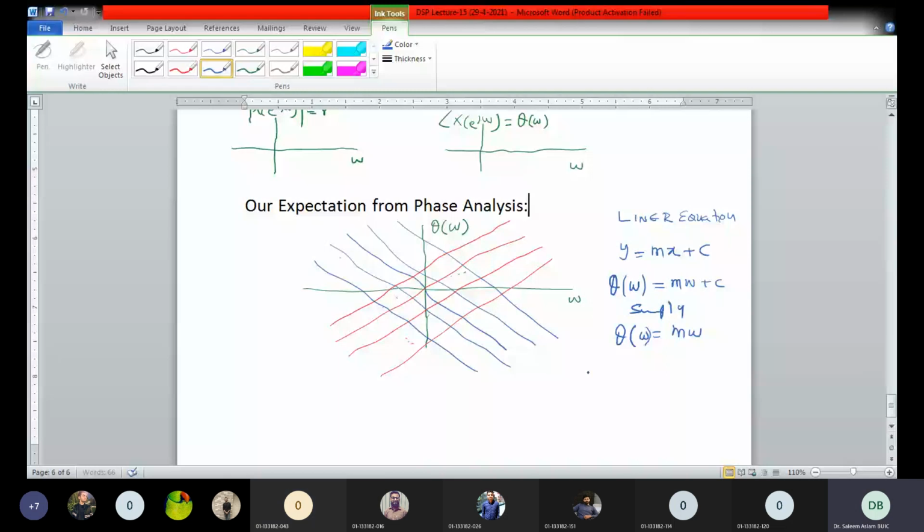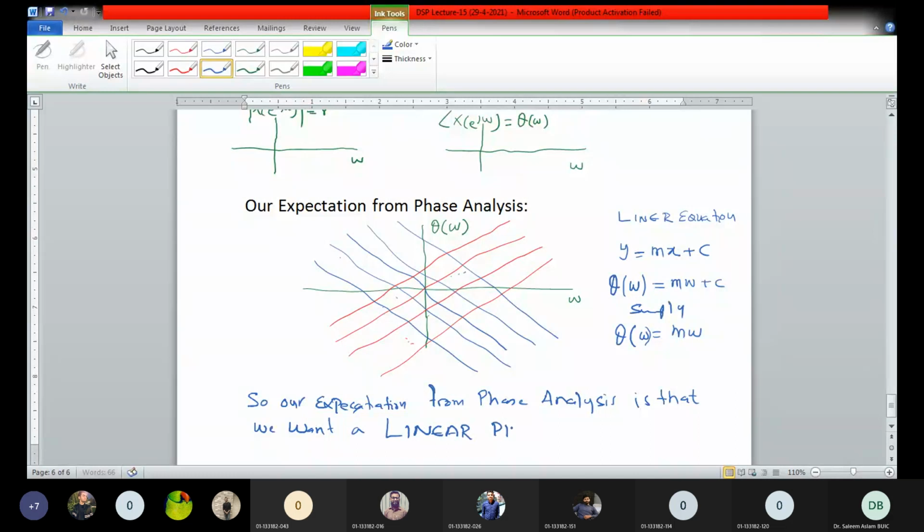हम ये चाहते हैं कि हमारा जो phase response हो, it should be linear. So our expectation from phase analysis is that we want a linear, मैं इसको कैप्स में लिख देता हूँ, linear phase response.